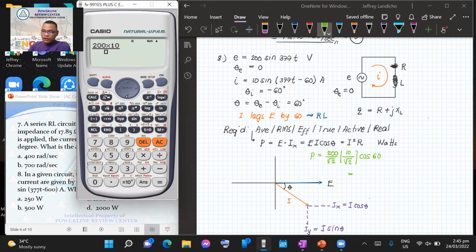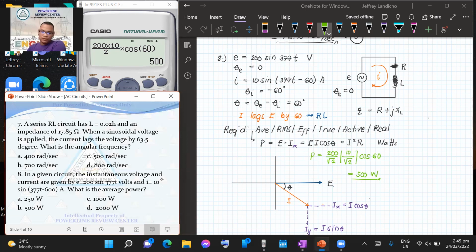So meron tayong final answer. 100 times 10, square root. So that is 2 na lang. Multiplied by cosine 60. So meron tayong final answer that the average or the real power in the given circuit is only 500 watts. Ayun, eksakto. Anong letter yan? So this should be valid. Any question regarding problem number 8?